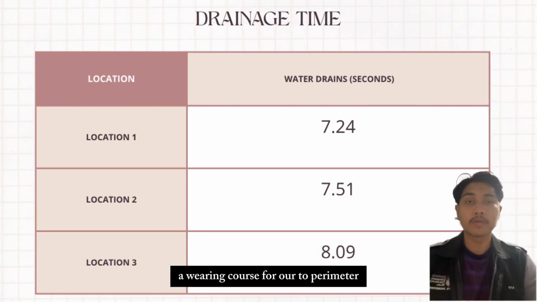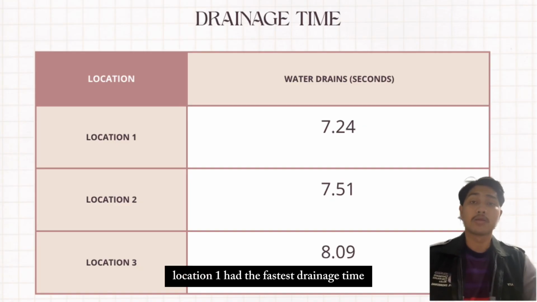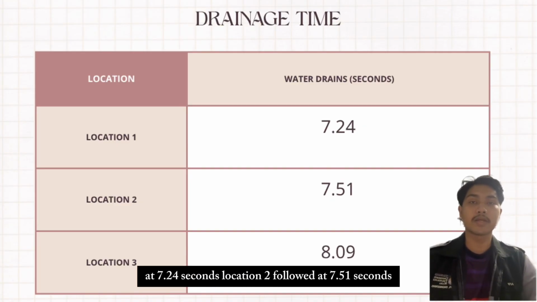For our third parameter, we measure how quickly water drains at each location. Location 1 had the fastest drainage time at 7.24 seconds. Location 2 followed at 7.51 seconds and location 3 was the slowest at 8.09 seconds.